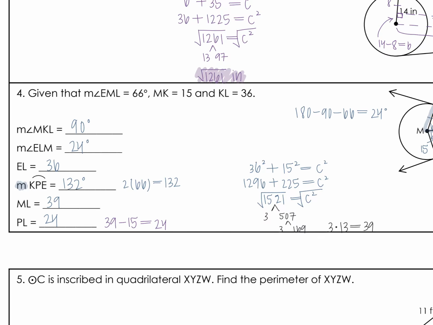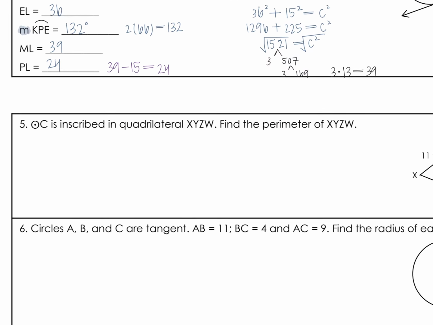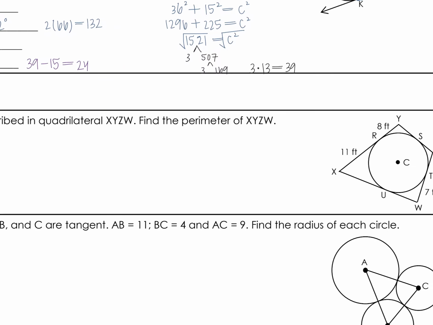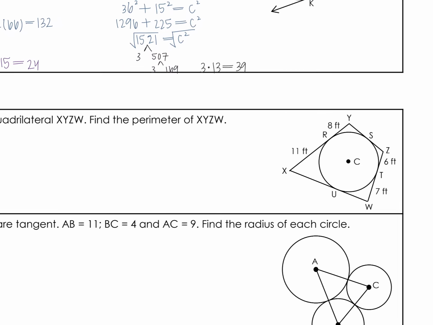So 24 is the answer for the length of PL. Okay, so now we're going to flip it over to the back side and look at our last two problems. So for number 5, we have circle C is inscribed in the quadrilateral XYZW, and we're asked to find the perimeter of that quadrilateral.